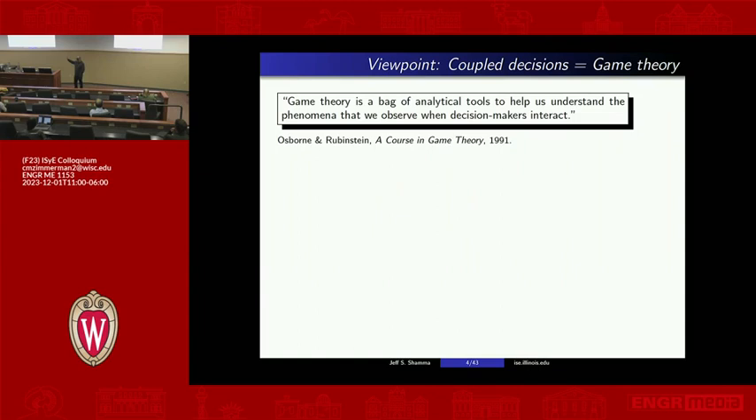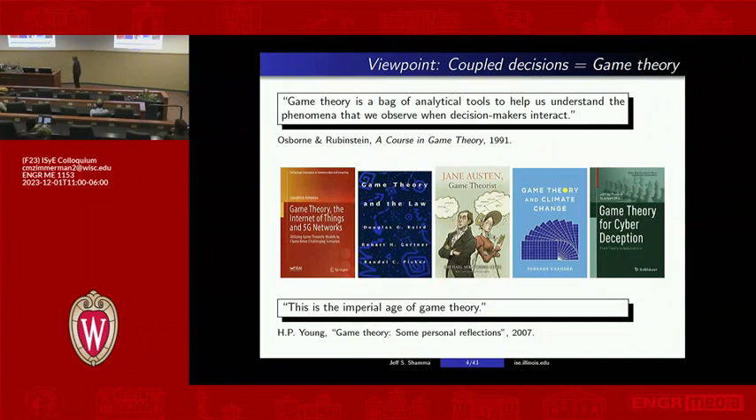And this is widely recognized, and game theory is all over the place. So we have game theory in the Internet of Things, game theory in the law, game theory in climate change, game theory in cyber deception, even game theory in Jane Austen. Okay, and one leading game theorist has said this is the imperial age of game theory. We're seeing game theory all around, and there's a recognition of all of these settings that have distributed decision architectures where the satisfaction of one's decision depends on their decision and the decision of others.